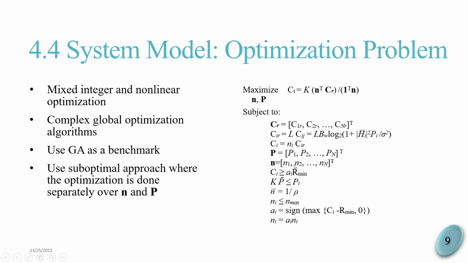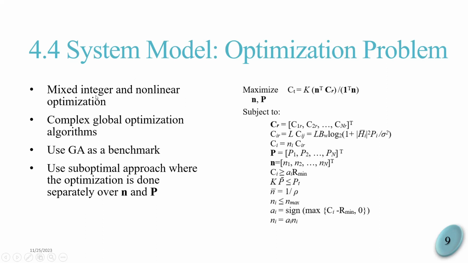N is the number of resource blocks per location, and here Rmin is the minimum bit rate. Here we have a constraint over the total power that can be used. Rho here is a coefficient that tells us about the density of users in the network. We have a constraint as well on the number of resource blocks that can be used per subcell or per location. Here AI is a parameter. Using this parameter, we can say that if a capacity does not meet the minimum required bit rate, it is going to be set to 0, so we can remove it from the optimization.